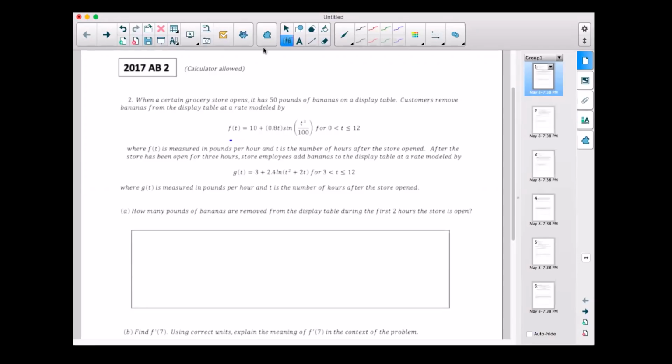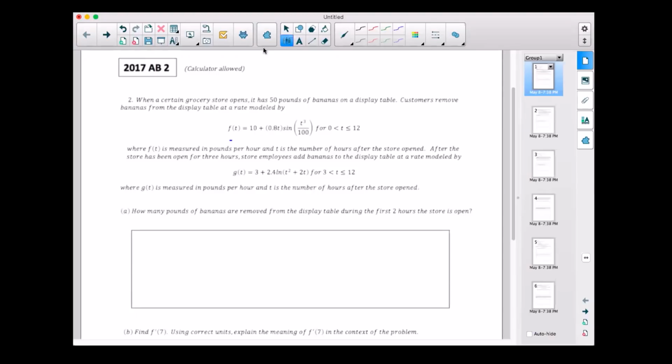So looking at the first problem, we're looking at 2017 AB number 2. If you have your calculator, you probably want to have it out. You want to make sure that you're able to type these equations in, that you're able to perform the tasks that are needed on the calculator.